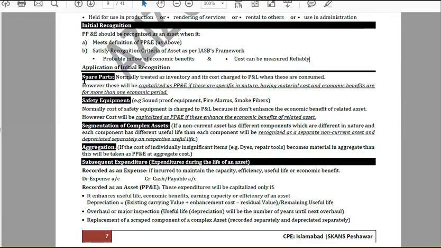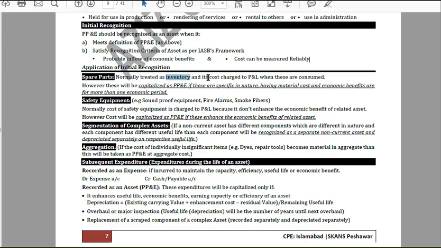For example, spare parts. If we have purchased different spare parts and we will use these spare parts in different machines, whether we should record these spare parts as an asset, as property, plant and equipment, meaning as a non-current asset, or we should record them as inventory. So it's written over here, normally spare parts are recorded as inventory. So if we have purchased different spare parts for use in our machines, these spare parts will be recorded as inventory.